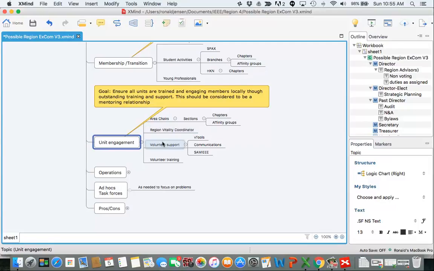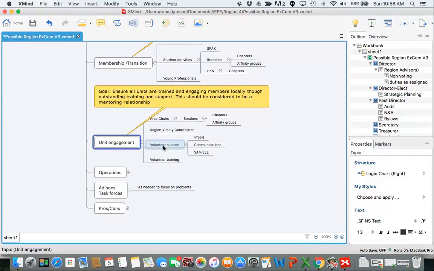So included in this then is volunteer support, and that is making sure the volunteers have the tools and understanding and so forth to do that. And there are three main areas that fall into this. vTools is one, right? That's a set of tools that we've put in place over the past several years to support our volunteers and make them effective and spend less time on the administrative bureaucracy and much more time on meeting the needs of members.